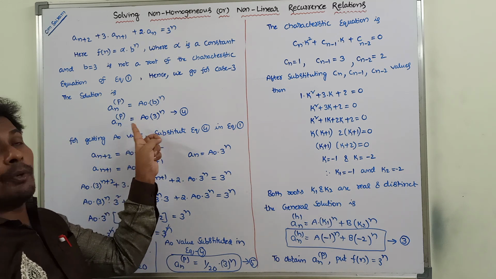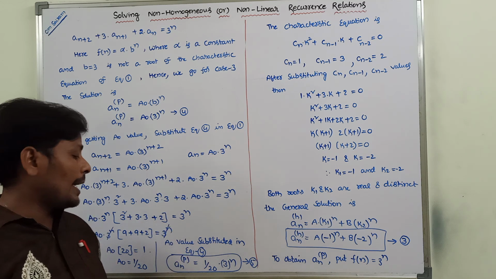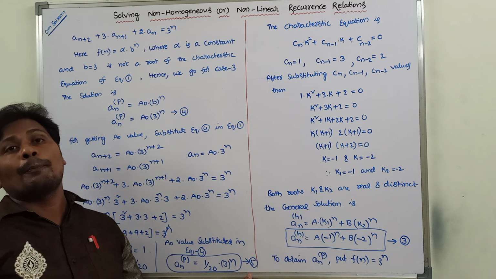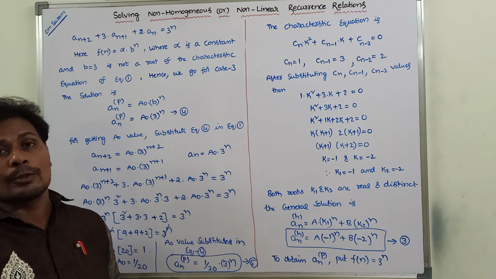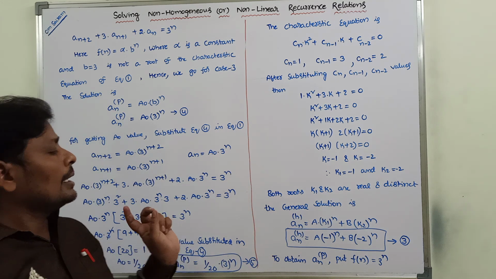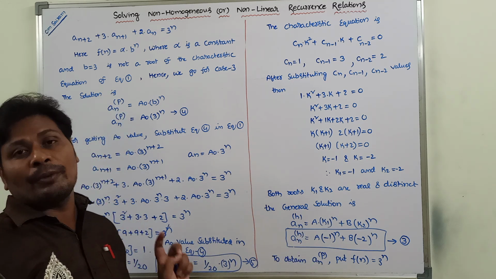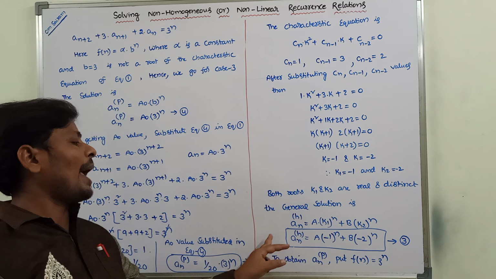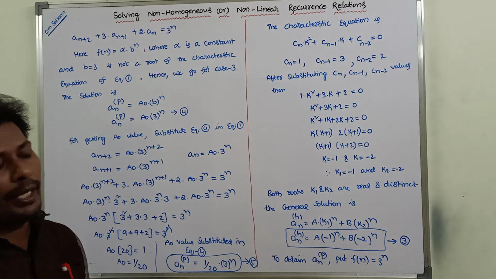Here we did not know the a naught value. After finding the a naught value, whatever particular solution we get is the final particular solution. So now we have a suffix n power h and a suffix n power p, and these two values are substituted in equation 2.